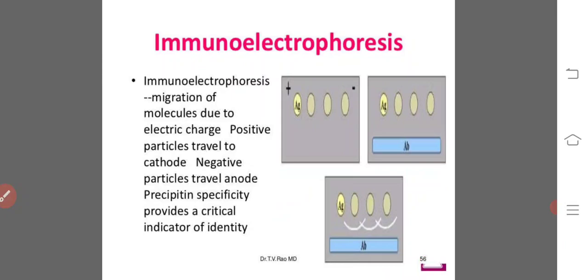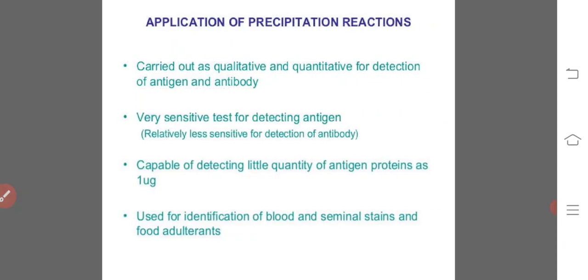But the antigen should have a negative charge, whereas in counter immunoelectrophoresis it can have any charge. It can be carried out in two different ways. So this is all about immunoelectrophoresis.